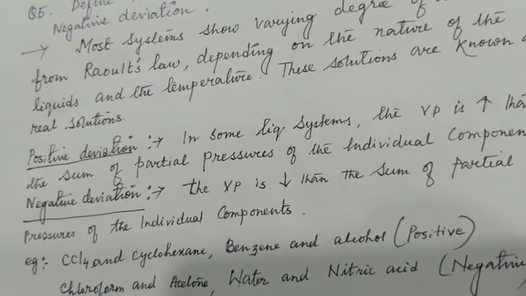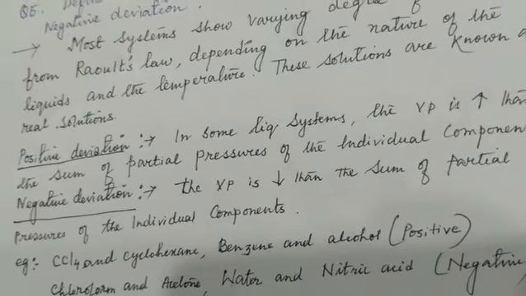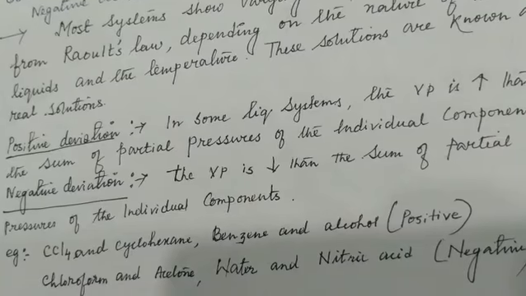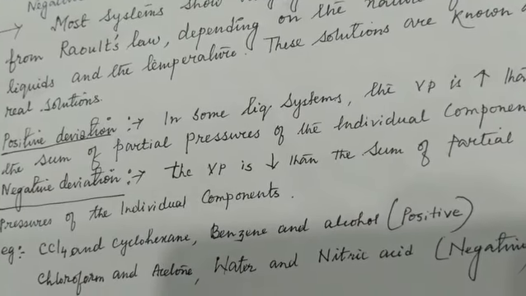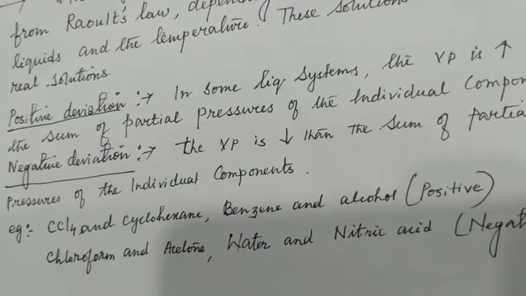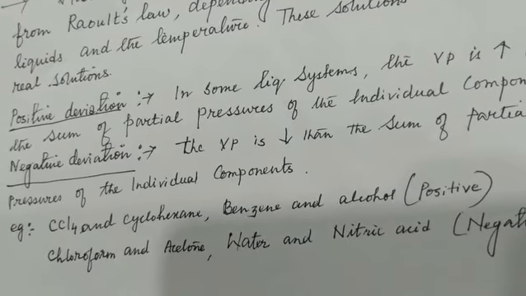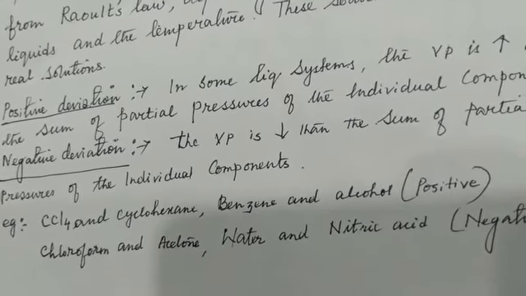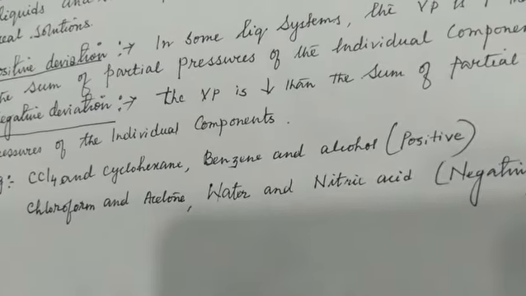In positive deviation, in some liquid systems, the vapor pressure is increased than the sum of the partial pressures of the individual components, and in case of negative deviation, the vapor pressure is decreased than the sum of the partial pressures of the individual components. For example, carbon tetrachloride and cyclohexane, and benzene and alcohol are examples of positive deviation, and chloroform and acetone, and water and nitric acid are examples of negative deviations.